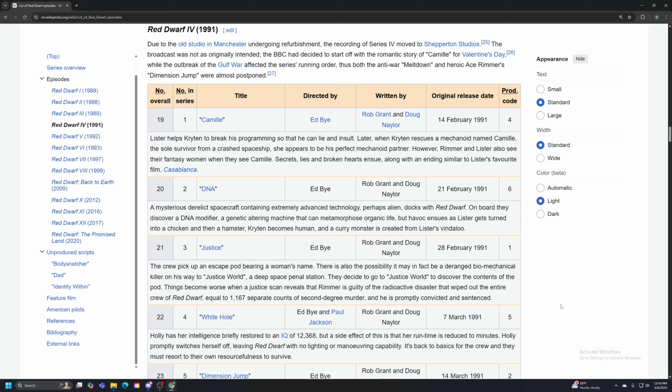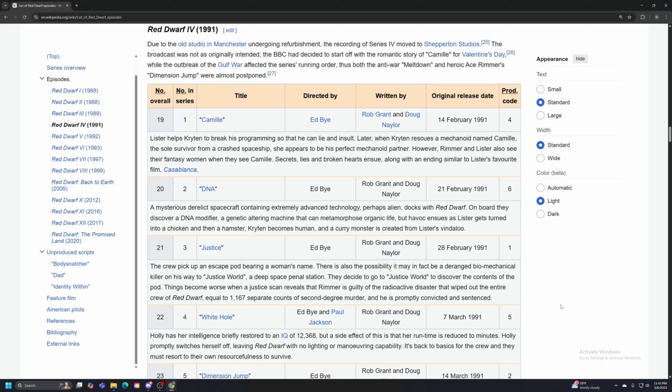Episode 1, Camille. Lister helps Crichton to break his programming so that he can lie and insult. Later, when Crichton rescues a mechanoid named Camille, the sole survivor from a crashed spaceship, he appears to be his perfect mechanoid partner. However, Rimmer and Lister also see their fantasy women when they see Camille. Secrets, lies, and broken hearts ensue, along with an ending similar to Lister's favorite film, Casablanca.